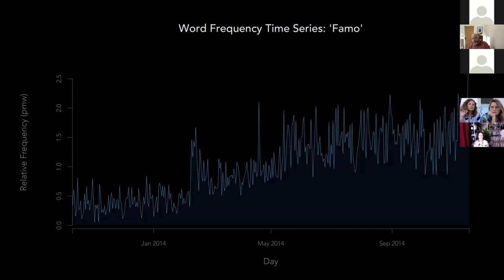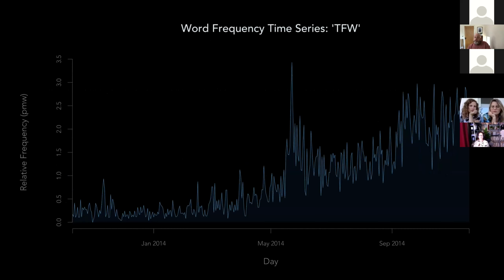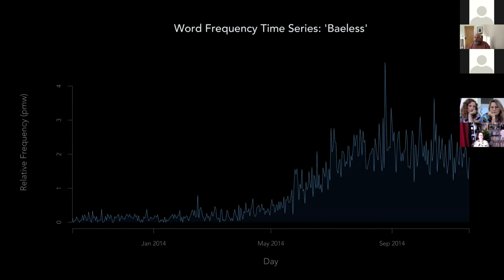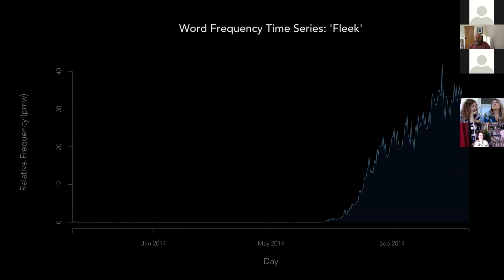We can also look at the time series here. So here are the time series for a few of them. Here's "that feel when," here's bayless, and here's fleek. It really shows you how we caught fleek in the act of taking off. And I just want to point out here that these are all S-curve changes.